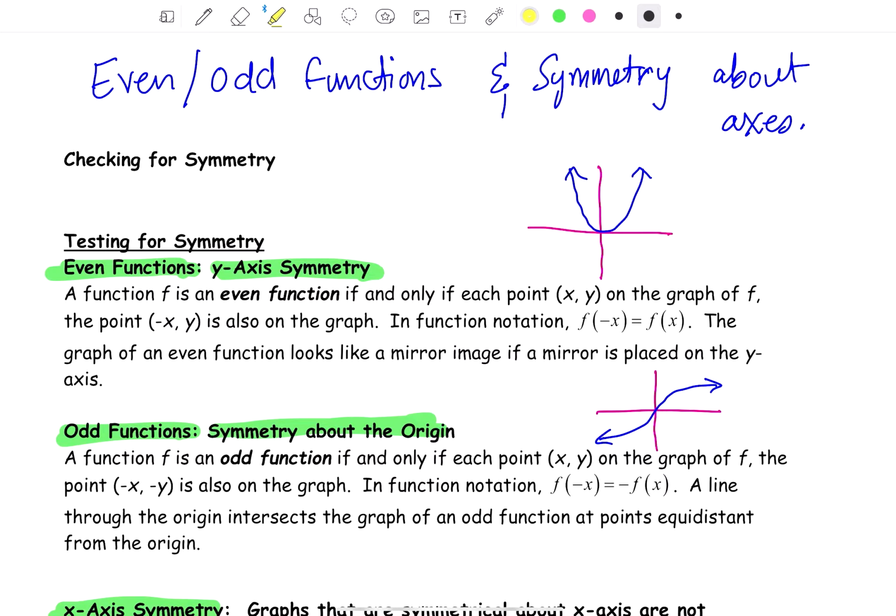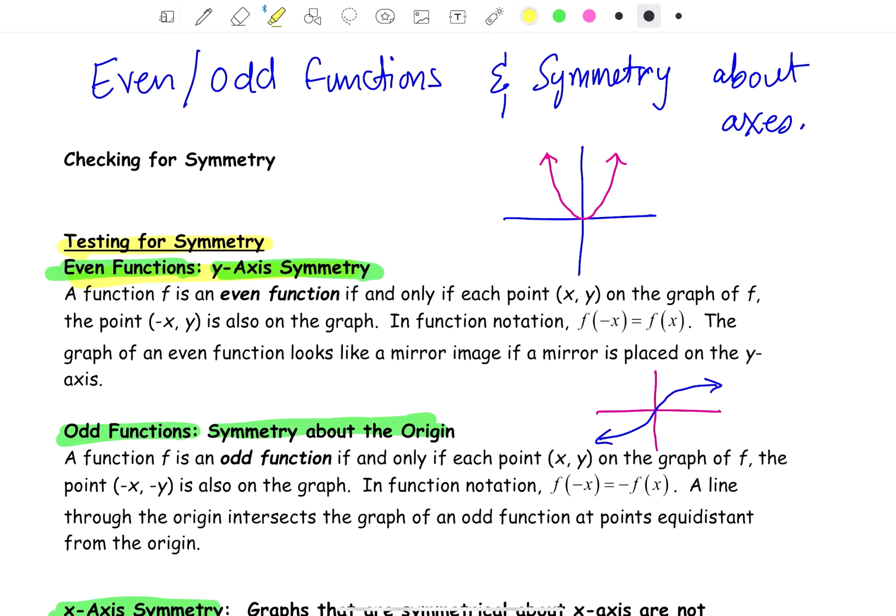The topic of this video is even-odd functions and symmetry about axes. So, testing for symmetry: even functions have y-axis symmetry. When you think about even functions, think about a quadratic function, how it is symmetric about the y-axis, how you can fold it along the y-axis and you'll have two equal parts. So even functions have symmetry about the y-axis. The y-axis acts like a mirror for these functions.